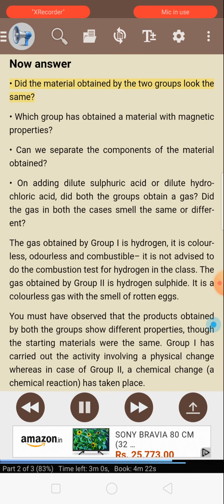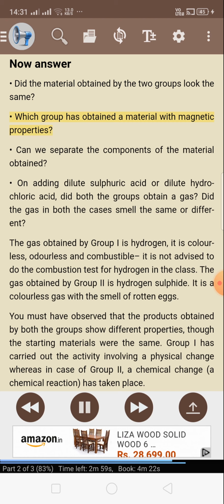Now answer: did the material obtained by the 2 groups look the same? Which group has obtained a material with magnetic properties? Can we separate the components of the material obtained? On adding dilute sulfuric acid or dilute hydrochloric acid, did both the groups obtain a gas? Did the gas in both the cases smell the same or different? The gas obtained by group 1 is hydrogen. It is colorless, odorless, and combustible. It is not advised to do the combustion test for hydrogen in the class.